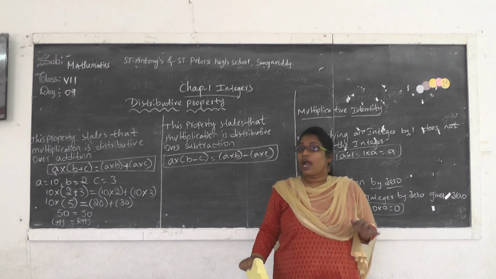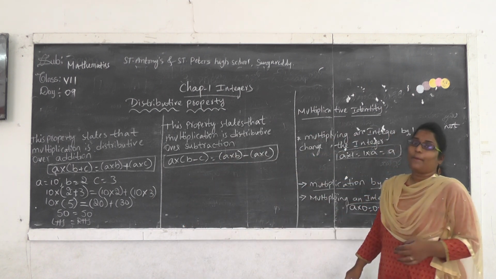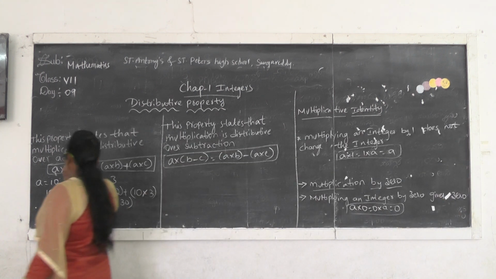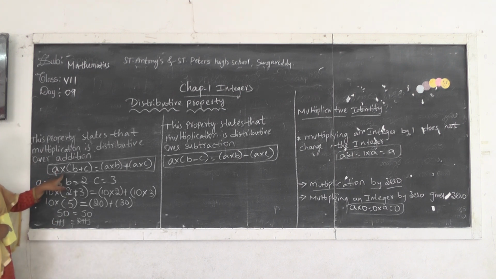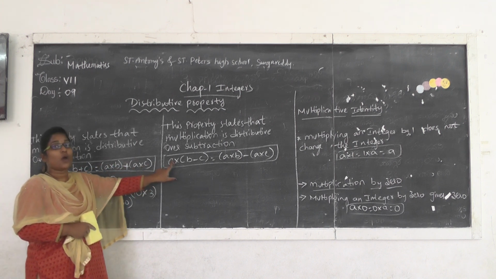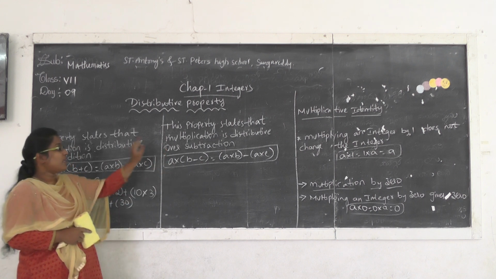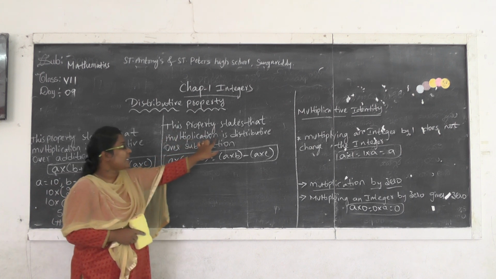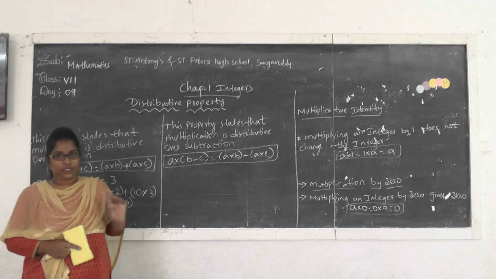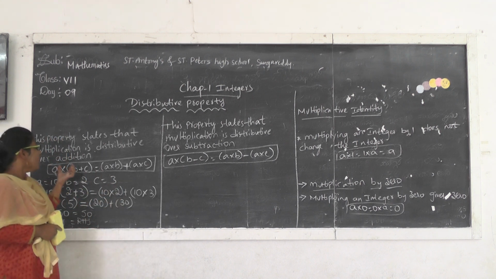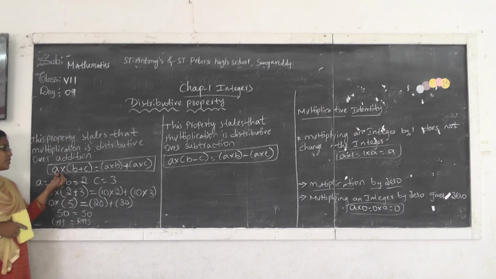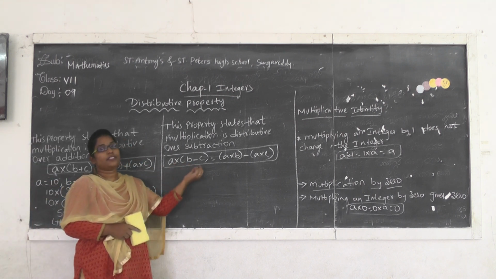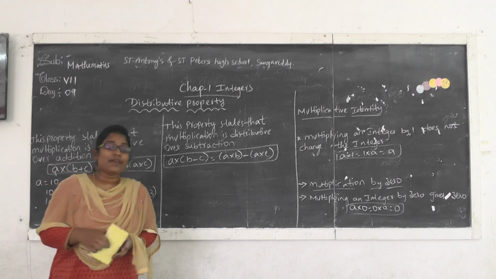Okay. Now let's see how to solve the distributive property, multiplication over subtraction. Here we discussed multiplication over addition, right? Now we are going to solve multiplication over subtraction. This property states that multiplication is distributive over subtraction. It is the same property, but here we go through the operations of multiplication over subtraction. Let us see whether it is satisfied for integers or not.